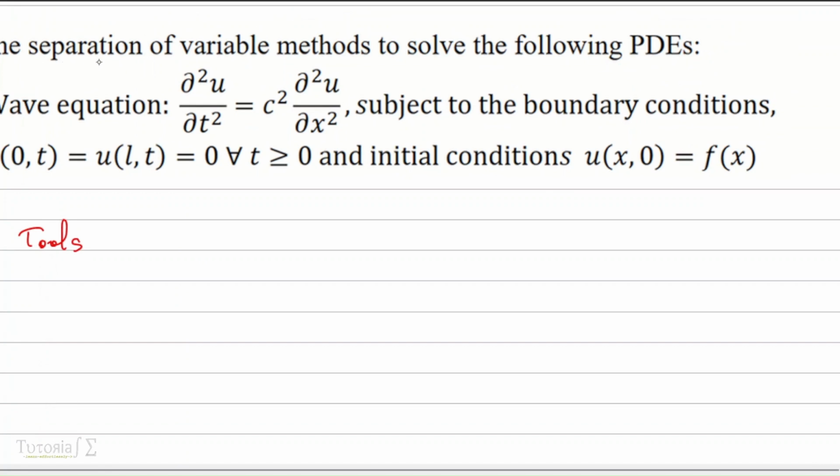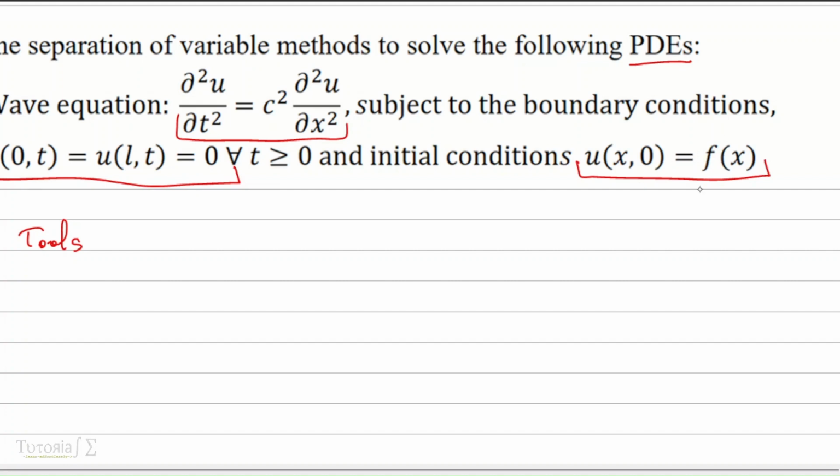So use the separation of variables to solve the following PDEs. These are partial differential equations. And we have the equation, which is the wave equation, and it is of this form. And it has these boundary conditions. So we are going to use these boundary conditions to find the final solution. And an initial condition is the starting condition.